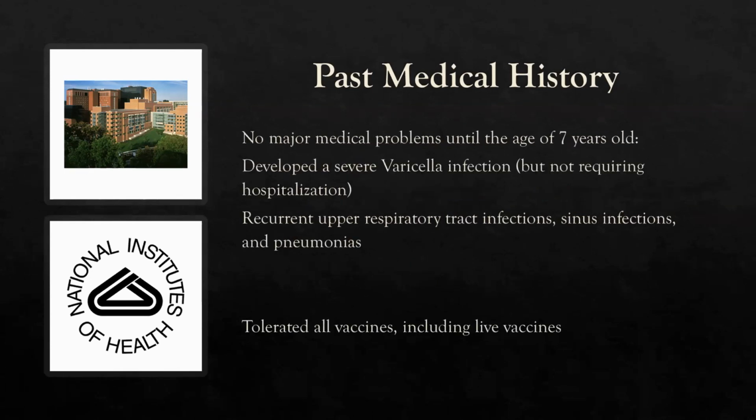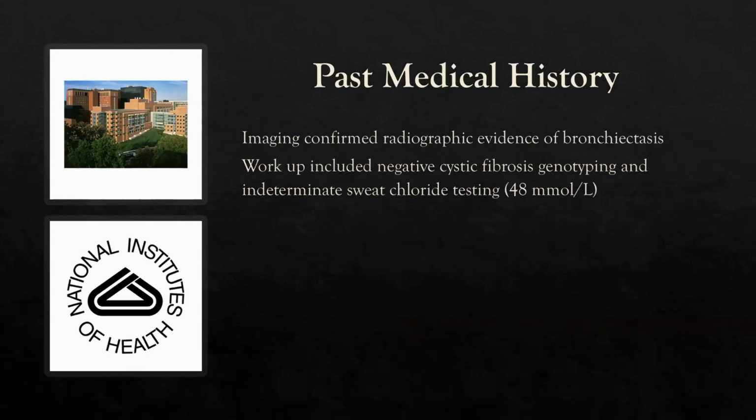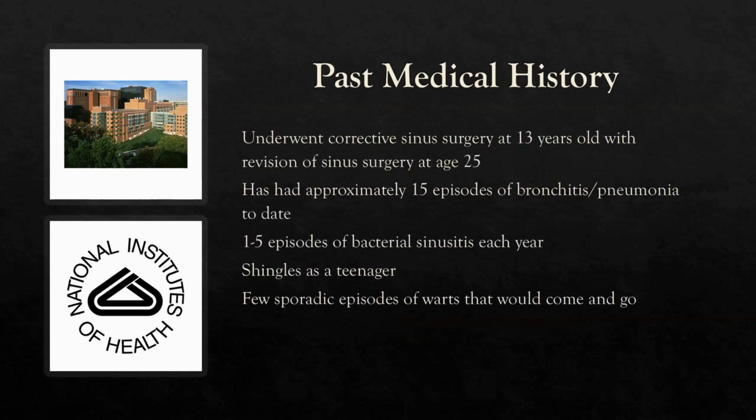He, however, had no major medical problems until around the age of 7, when he developed a relatively severe but outpatient-managed varicella infection, but also had recurrent upper respiratory tract infections, sinus infections, and pneumonias. Of note, he did tolerate all vaccines, including live vaccines. On imaging for his pneumonias, he was found to have evidence of bronchiectasis, and he underwent a workup for cystic fibrosis that was negative.